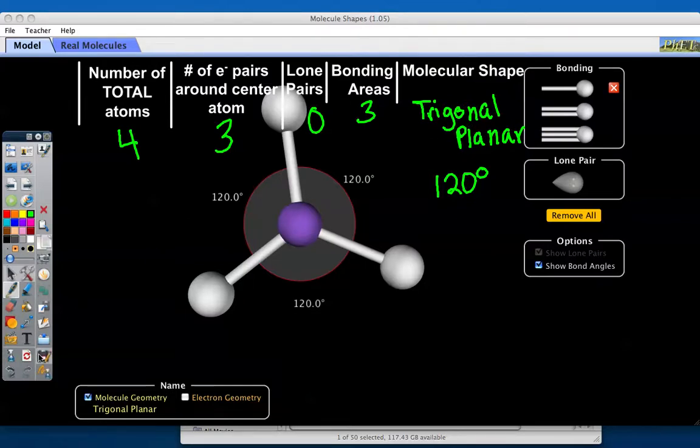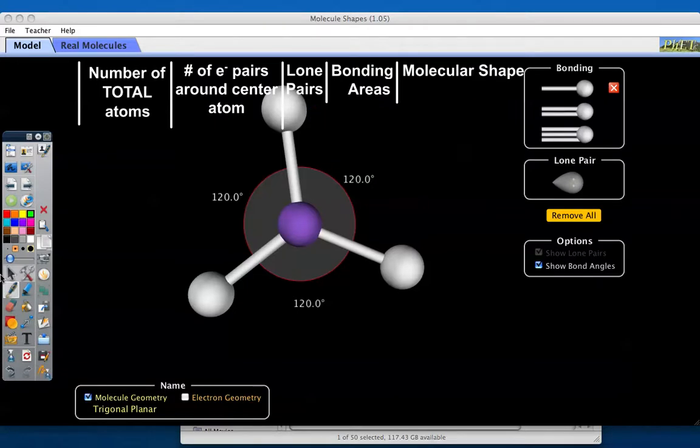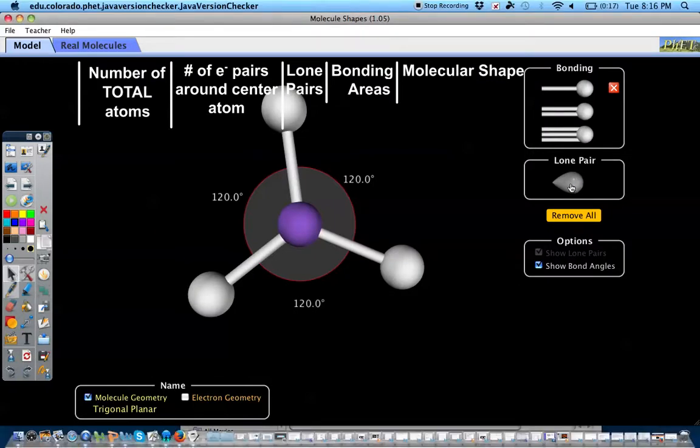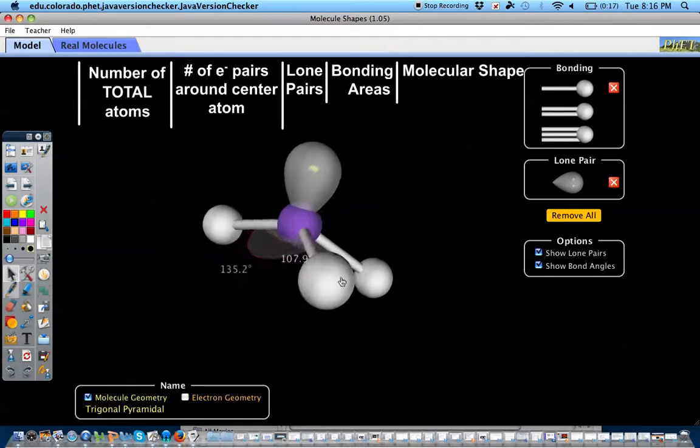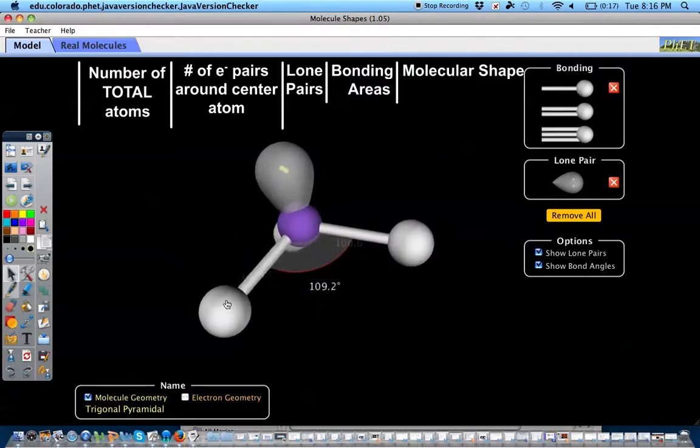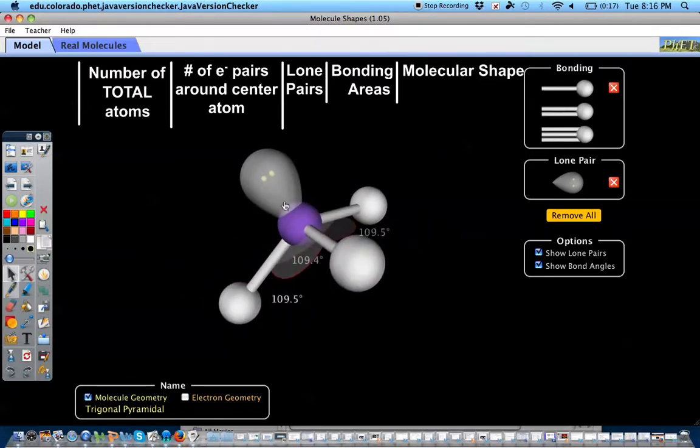So now, if I keep the same number of atoms and I add a lone pair, do you think it's going to change the shape of the molecule or not? Well, let's see. Add on the lone pair, and sure enough, it did change the shape. It's no longer in the same plane.